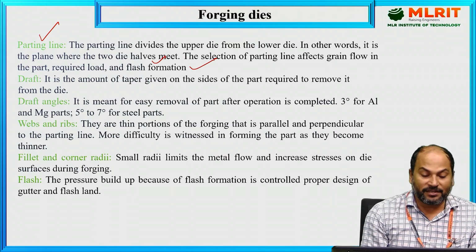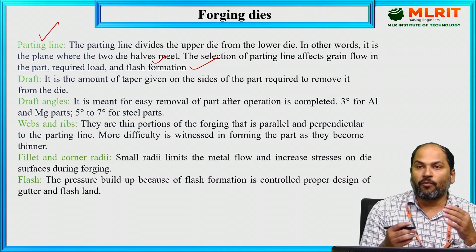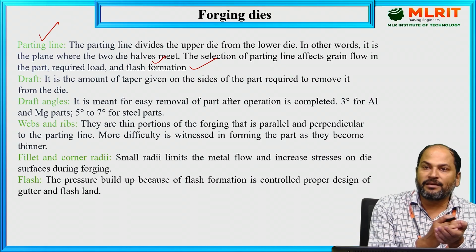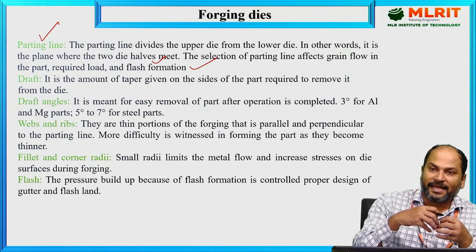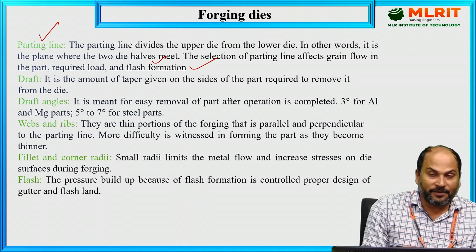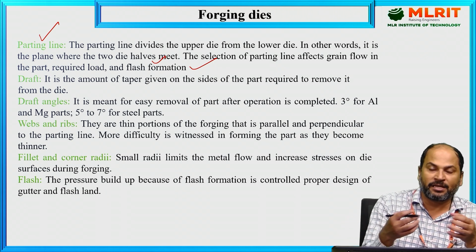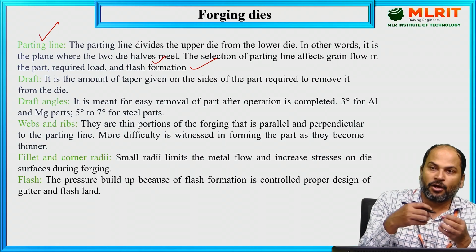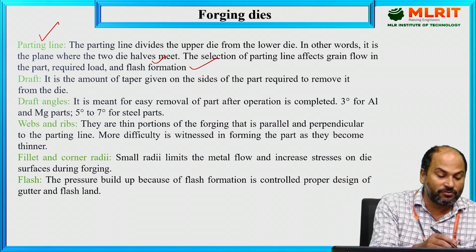The second one is draft. It is the amount of taper given to the sides of the part required to remove it from the die. Just like in casting, where we have already seen different allowances given, draft allowances were also there so that after casting we can easily take the product out of the cavity. Similarly here, once the material is completely forced, it has taken the shape of the die. If the draft angle is provided, then once the process is completed, we can easily take the product out of the die. This is known as draft allowance.